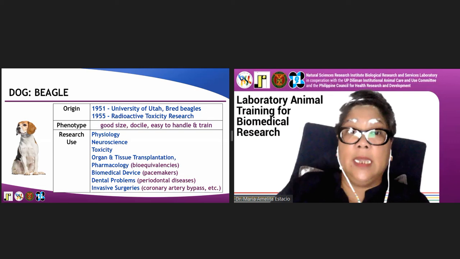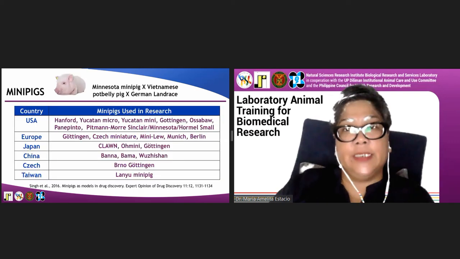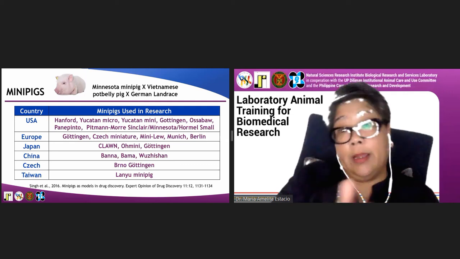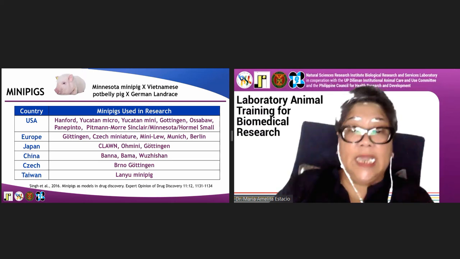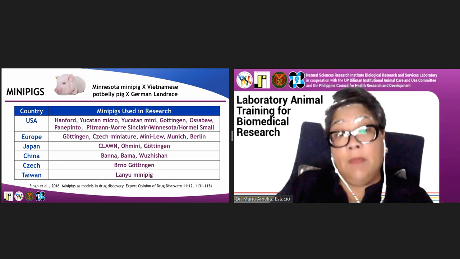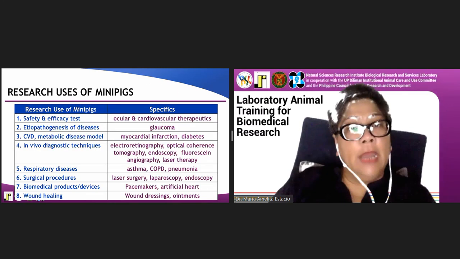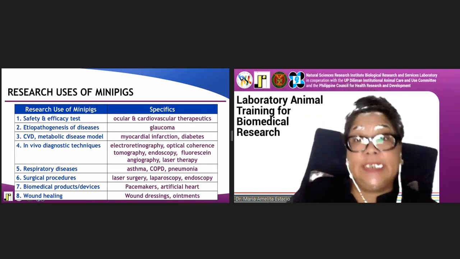The mini pigs are very cute. What you can see here is a mini pig. So depending on the country, these are the countries that develop the various models. So in the Asia Pacific region, we have China with 3 models and the Lanyu mini pig from Taiwan. And for research purposes, they are very good for ocular and cardiovascular therapeutics.